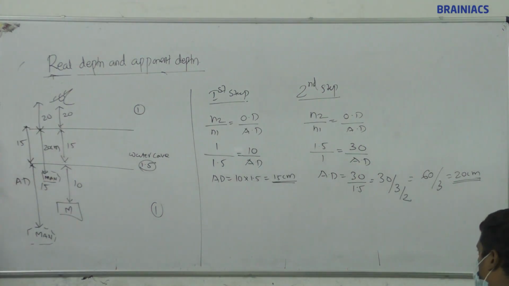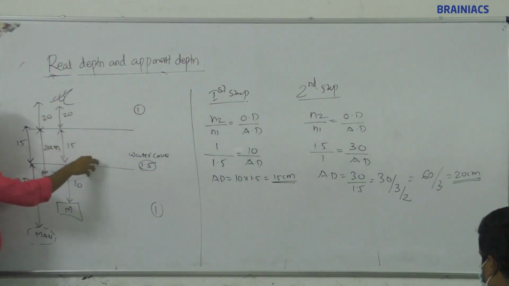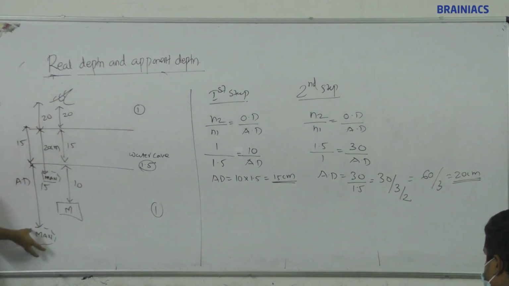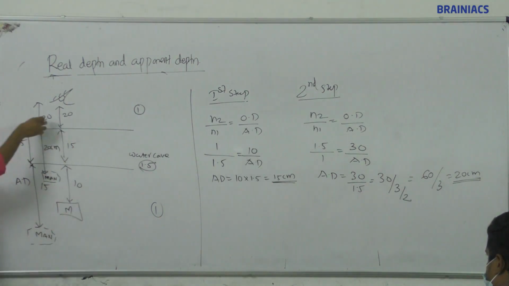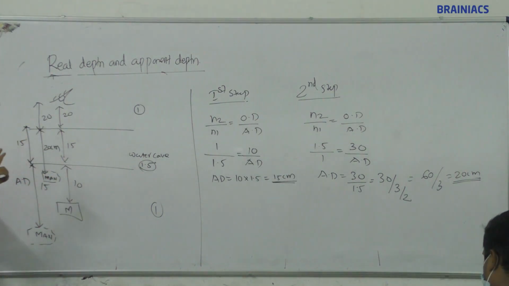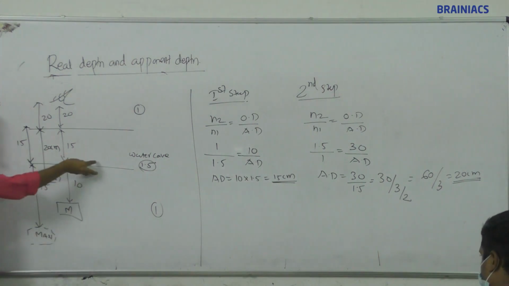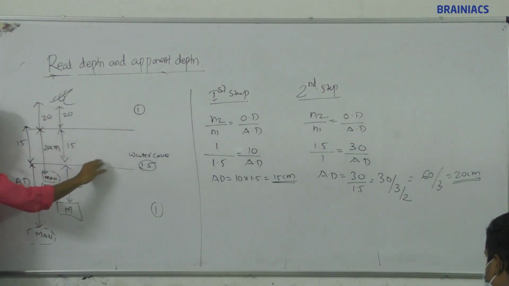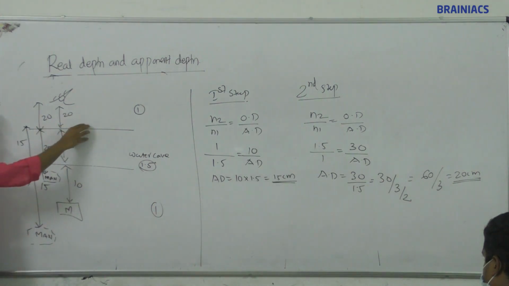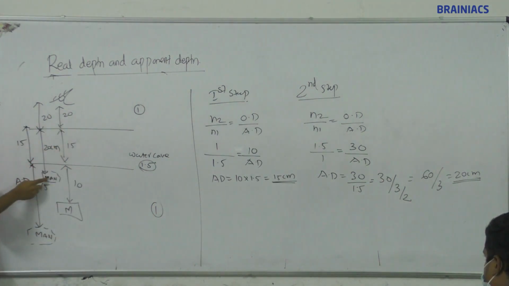Actually what is happening here? See, this is water and this is air. So light is coming and undergoing refraction. This is an object. This object creates an image here, and this image is an object for this interface. An interface means the border between the two media. So this refraction creates an object here and an image here. This image acts as an object for this interface, and this creates the final image here. So object, first image, second image.